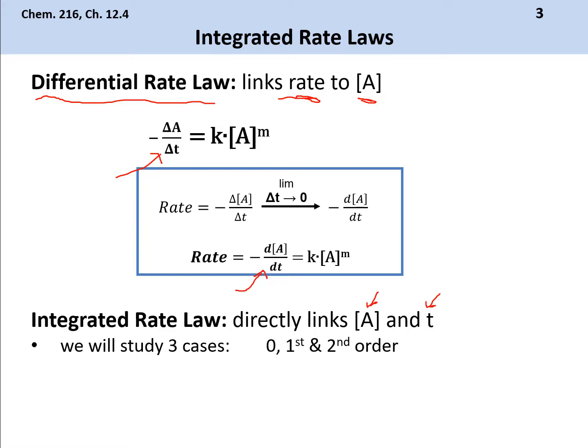And this actually is really convenient because it can say, hey, 30 seconds into this reaction, how much of reactant A are you going to have? Kind of like on Google Maps or whatever. Hey, in 30 minutes, I'm going to be in LA. Or in 40 minutes, I'm going to be past LA in Ventura. Something like that. All right, so we will be studying integrated rate laws for 3 cases: 0, first, and second order. Now, there are other types of reactions, but we don't have to worry about those.